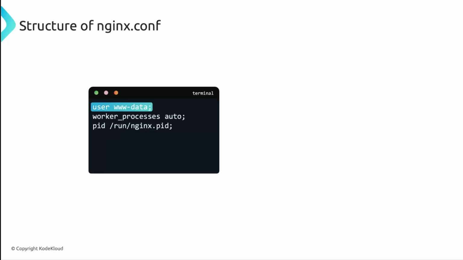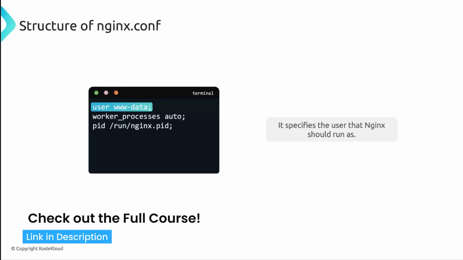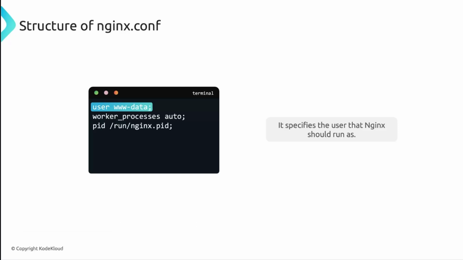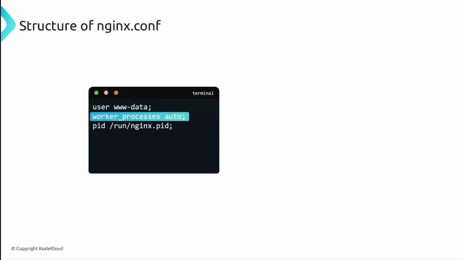So the first one we have here is the user. This line specifies the user that NGINX runs as. Basically, NGINX will run the NGINX service as that user. In this case, it's set to www-data, which is a common user for web services. So if you're using Debian or Ubuntu, you'll see www-data. But if you're using something like Red Hat or CentOS, the user here would probably be something like nginx. It depends.